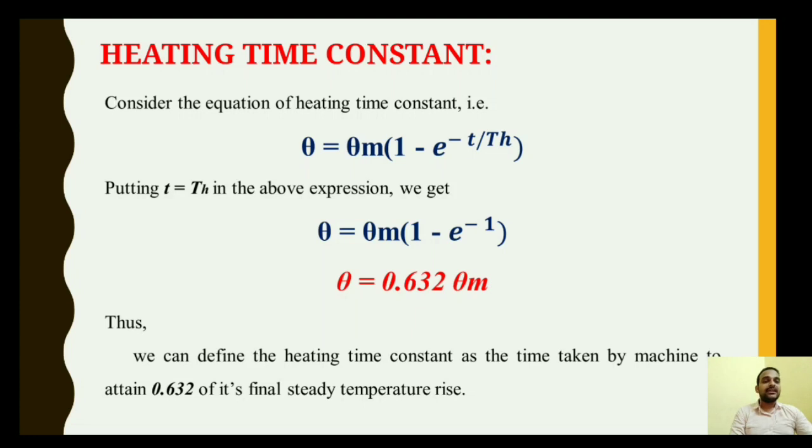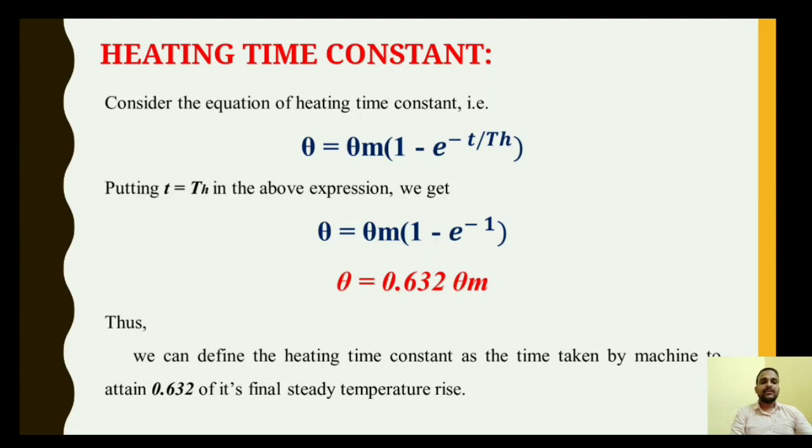So the overall value th is a constant, but t is varying, that is, the temperature of the machine, theta, is varying with respect to t. As time increases, the temperature also varies, so we put t equals th. The overall condition can be considered as t equals th in the above expression. So we get theta equals theta m (1 minus e to the power minus 1), that is, theta equals 0.632 theta m, where theta m is the maximum value of temperature.